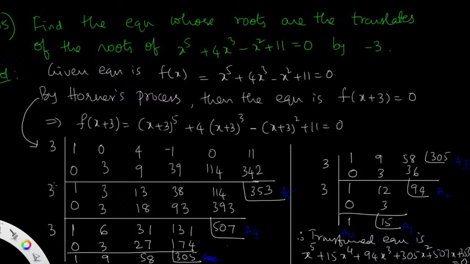How many times you need to do this depends on the highest power of the given equation. The question has power 5, so let us construct the table by Horner's process. You can do it 5 times, writing down the coefficients and remainders, that is A0, A1, A2, A3, A4, A5. Then the equation also has the highest term x to the power of 5 only. You can write it as the transformed equation.